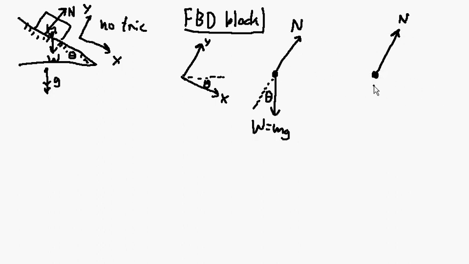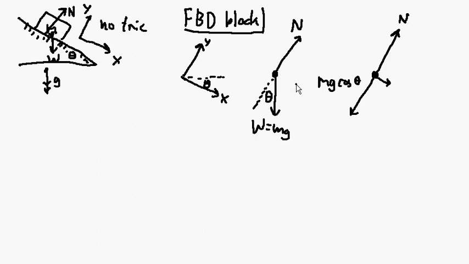And then for the weight, that component is going to be the magnitude of the weight times cosine of theta, right? So this is going to be mg cosine theta right here. And then the other component is going to be that way. See, it goes like that.